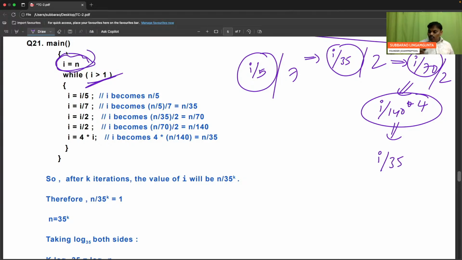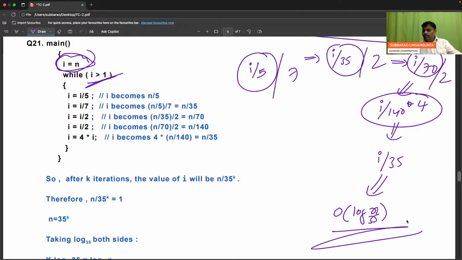So what I mean to say is, you already started with a big number. Overall, every time you are dividing by 35, always dividing by 35. The answer is log n base 35. Careful, always you are dividing by 35. Log n base 35.